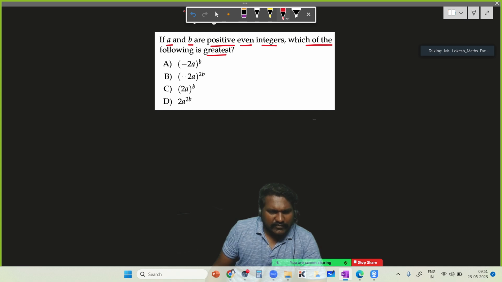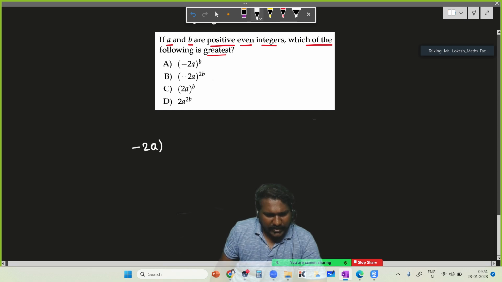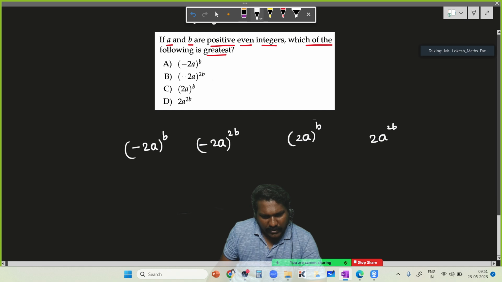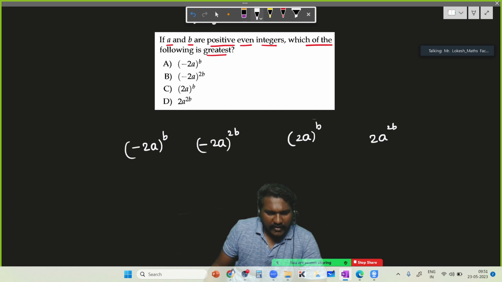To solve this problem, we can just plug in some values. So a and b are positive even numbers, and which of the following is greatest? Let me write the 4 options here: minus 2a whole power b, minus 2a whole power 2b, 2a whole power b, and 2a power 2b. We cannot simply identify which is greater, because it depends on the value of a.